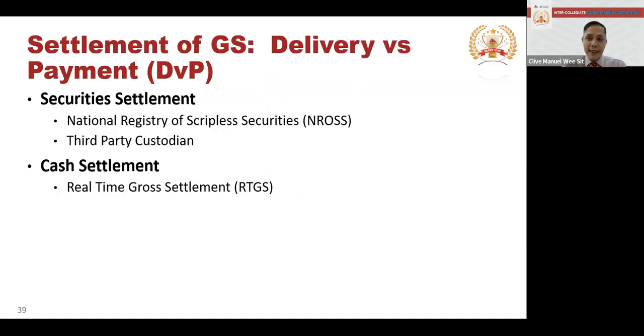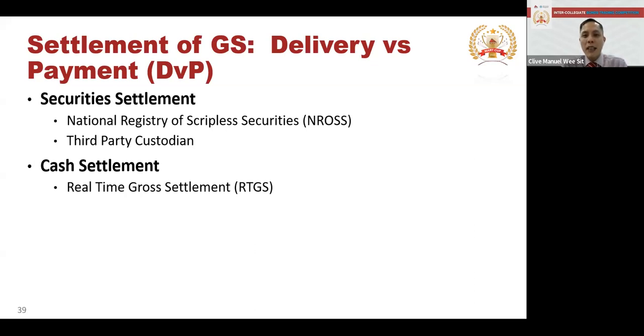And this is actually my last slide. Just to give you an idea, settlement of government securities in the markets uses a process known as delivery versus payment. Now, this is a fancy term for kaliwaan. Kaliwaan means I will give you something, you give me cash for it. Or you give me cash, I'll pay you the security. I give you cash, you give me the security, right?